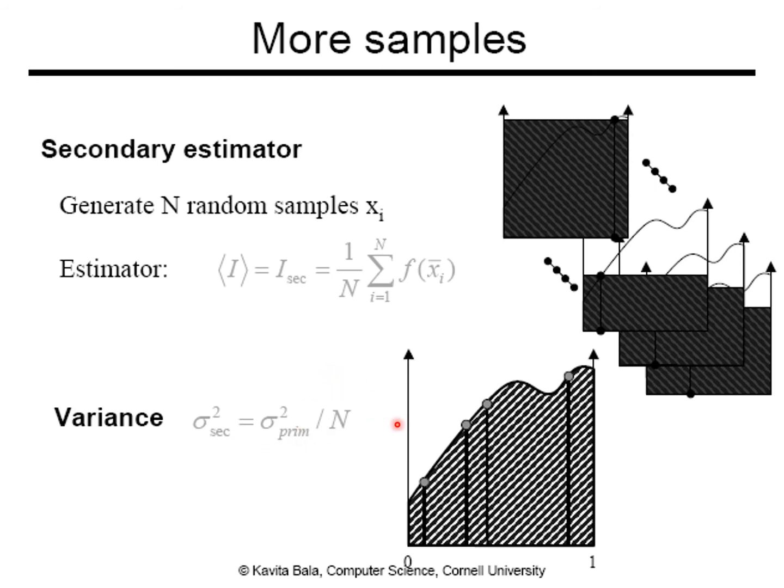In other words, as we had n different samples, the variance of our estimator reduces as a function of 1 over n, which is a very important property for the Monte Carlo estimator.